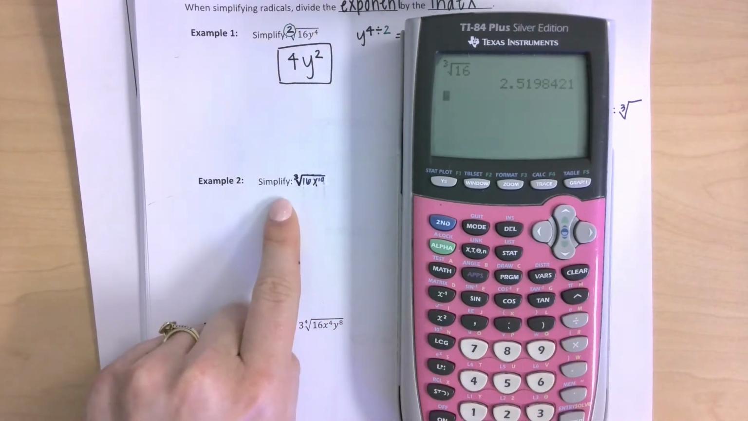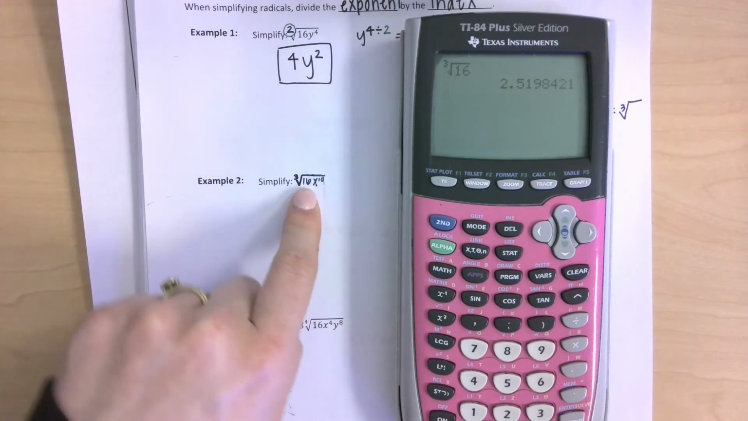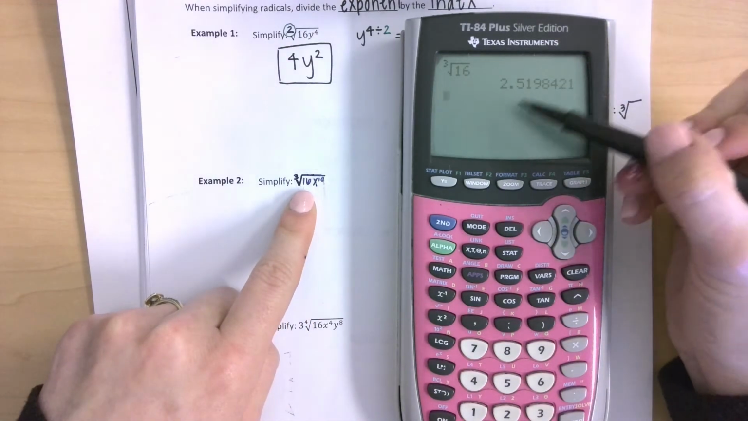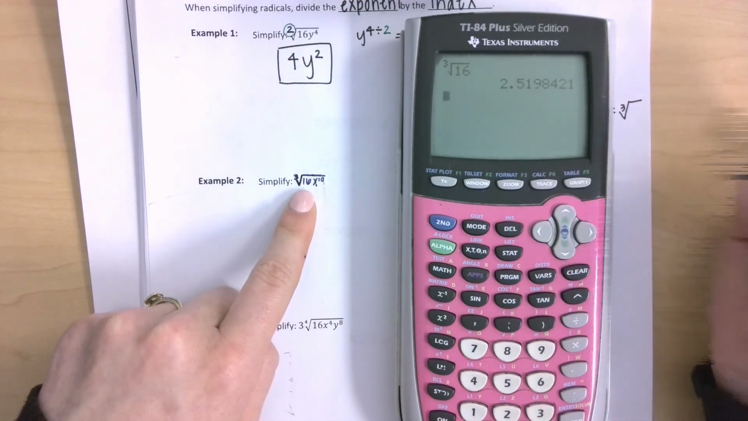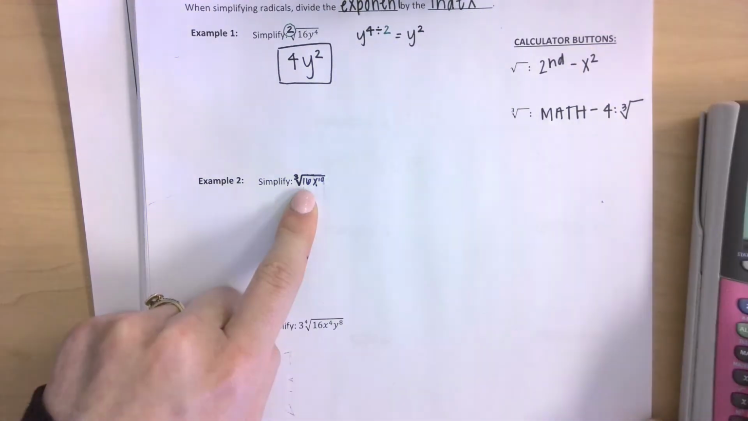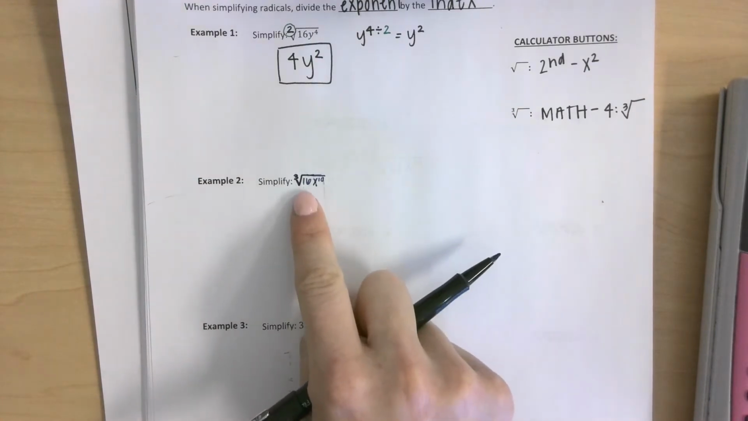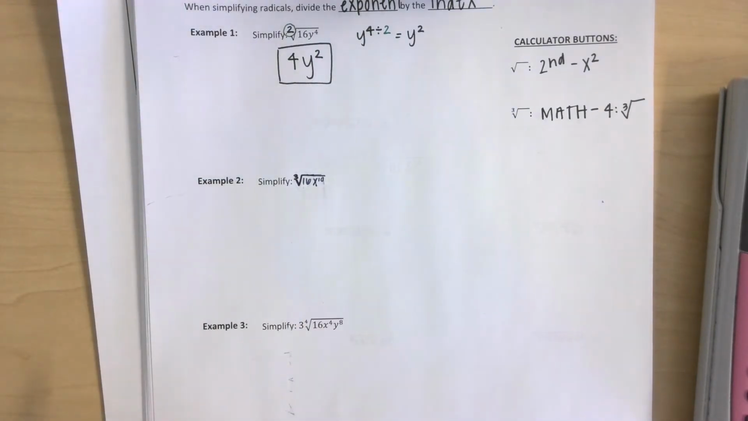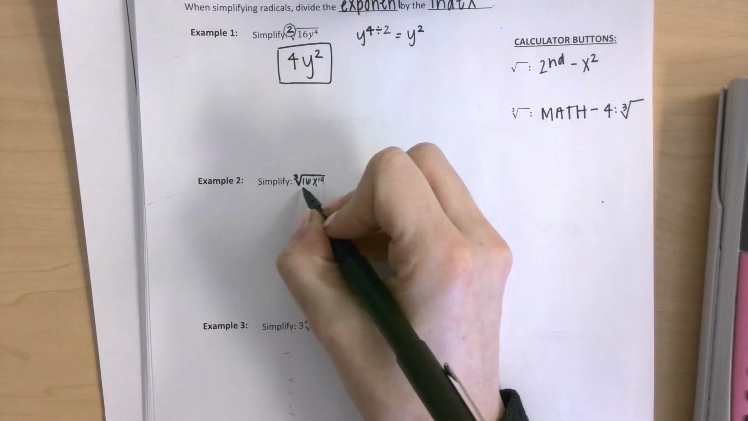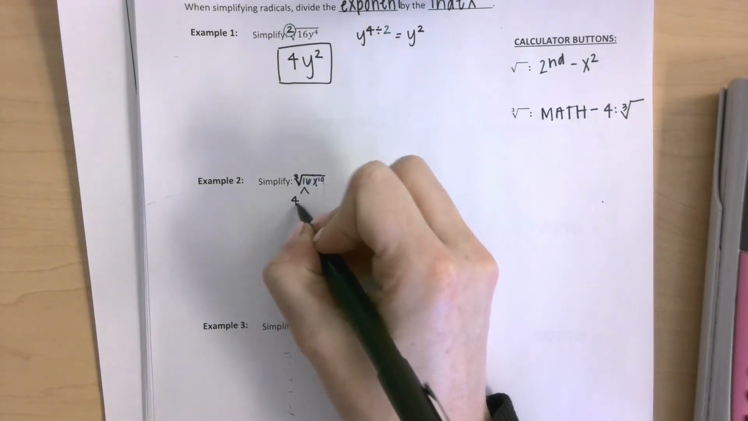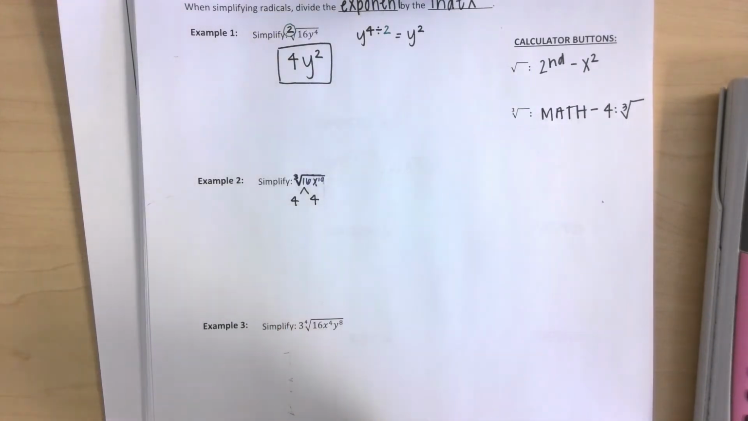Now when we're simplifying here, we want things to be in simplified radical form, so I never want to get a decimal. So here's what we're going to do if you get a decimal in your calculator. We're going to make a factor tree, take the 16 and break it down as far as we can. So I'm going to break 16 into 4 and 4. I know that 4 times 4 would give me 16.